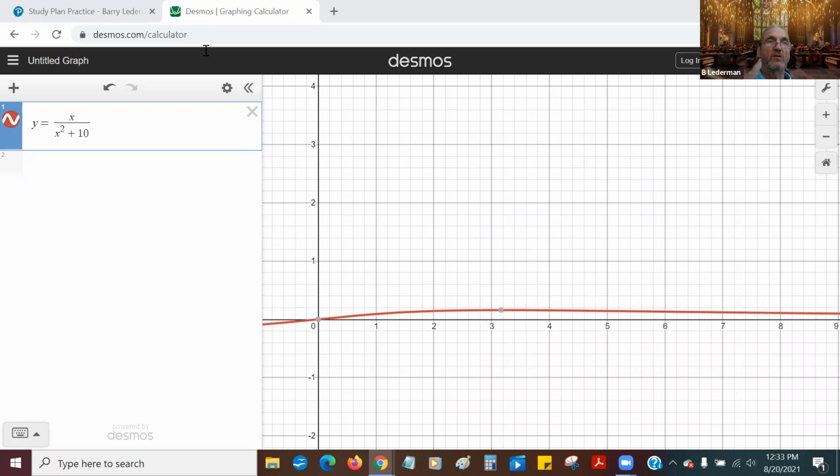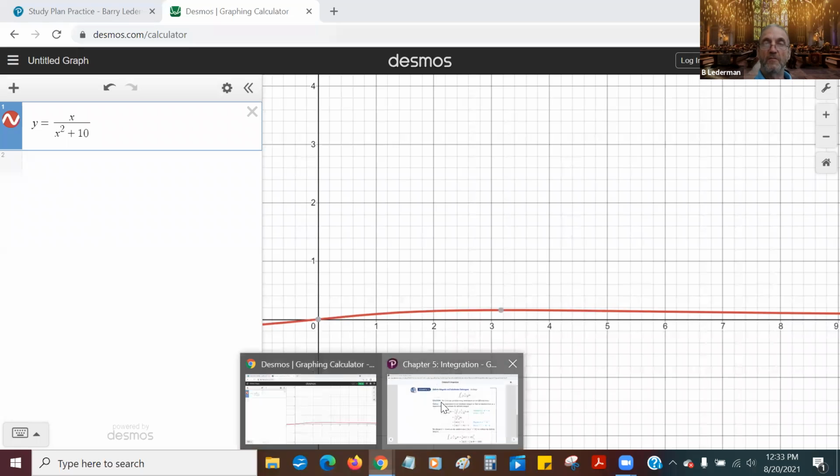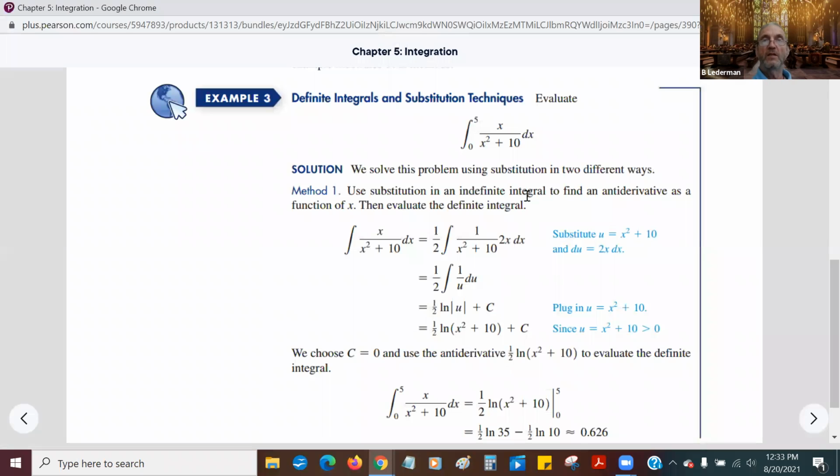Alrighty, so let's get to work. Let's go back to the loop. So now to find the antiderivative, I can't break this up into two fractions, because I can only do that if the plus sign is on the top, not if the plus sign is on the bottom. What I can do here is substitution. Because if I let u equal x squared plus 10, then du is going to be 2x dx.